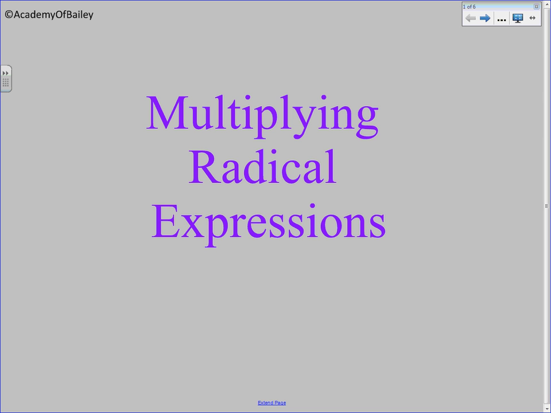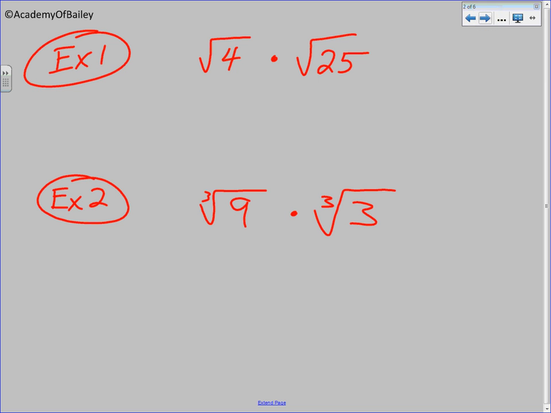Multiplying radical expressions is what we're going to be looking at today. So let's get to looking at it.